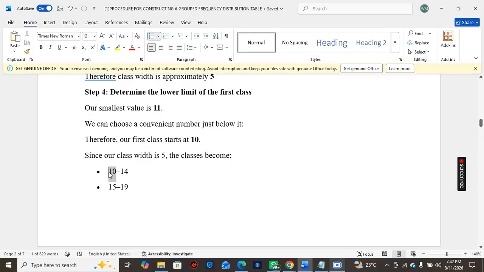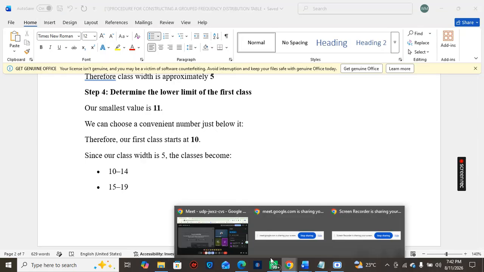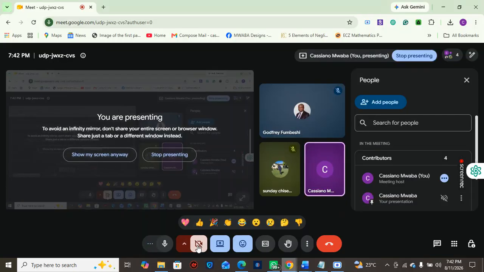Our class width is 5. So you count 10, 11, 12, 13, 14, with your fingers, colleagues, like this.